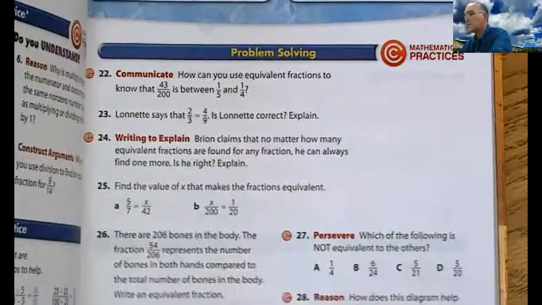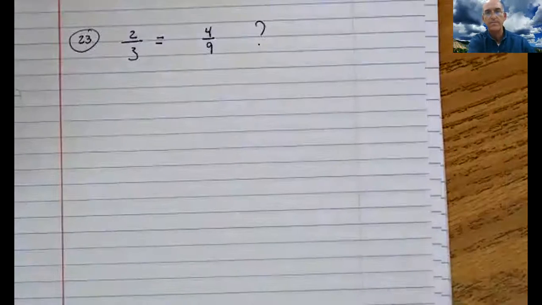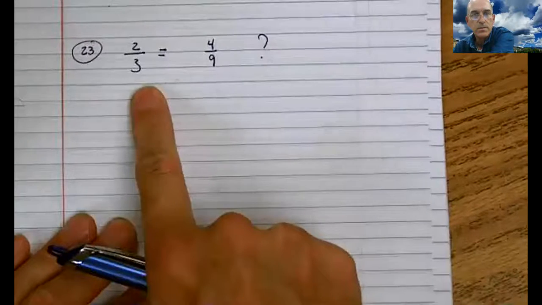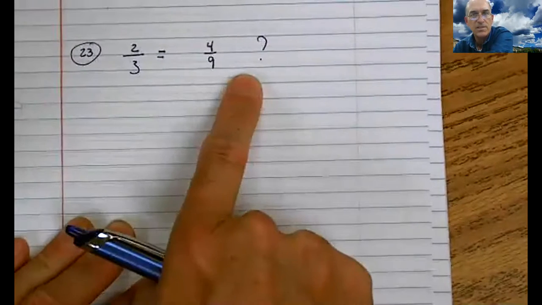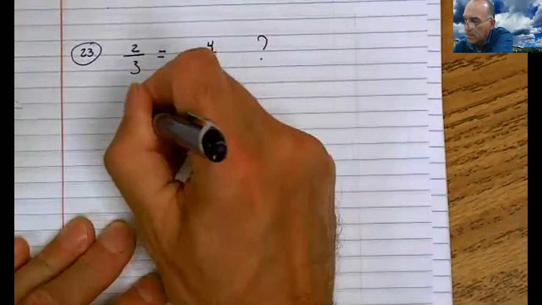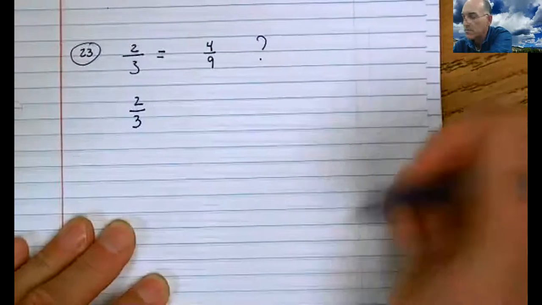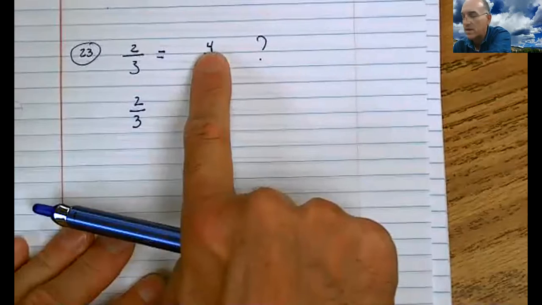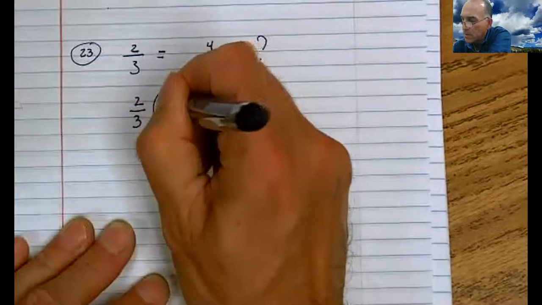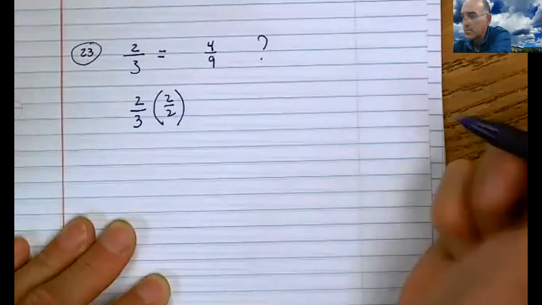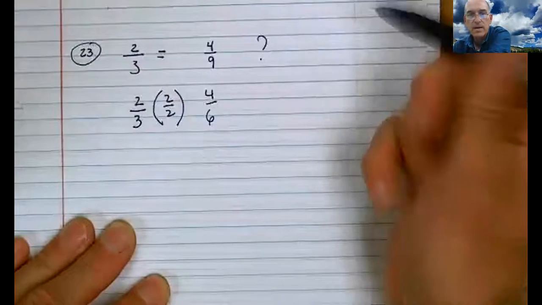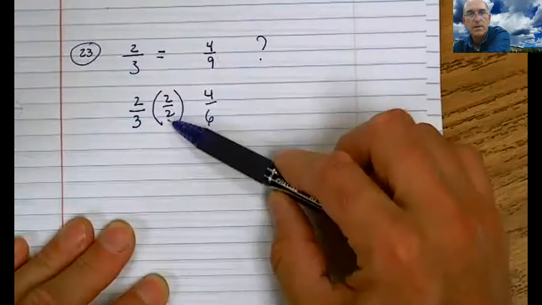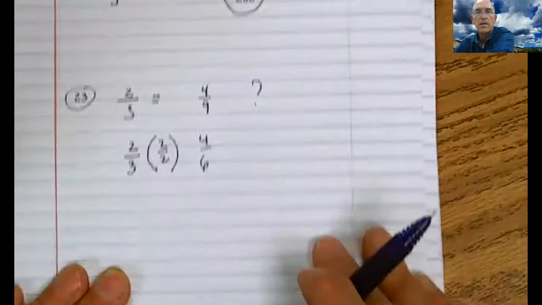Oh my gosh, that's too easy. Ready? Here's Lynette. Lynette says that 2/3 is equal to 4/9. Is she correct? I don't think so. Because if I had 2/3 and I were to get to 4, how'd she get to 4? She clearly multiplied that by 2. When I multiply that by 2, I get 4/6. How'd she get that? So Lynette is wrong, right? This is correct here. Lynette's wrong. Let's look at that other one.